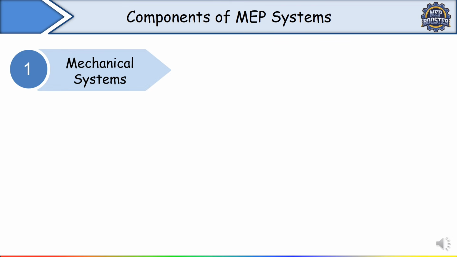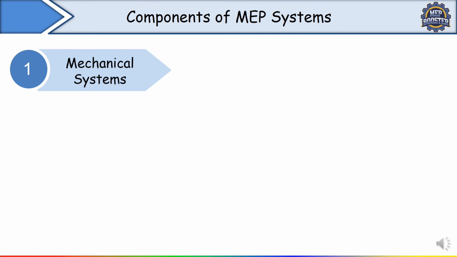Now the next topic which we have to discuss here is the components of mechanical MEP systems. Okay. So MEP stands for mechanical, electrical and plumbing systems, which comprise a variety of components that work together to ensure the functionality, safety and comfort of buildings. Okay. So here I will show you the details of each of these components. So in that, the first one is the mechanical system.